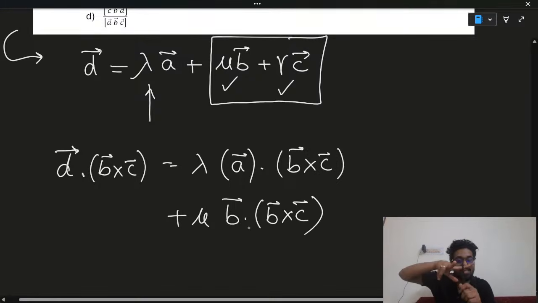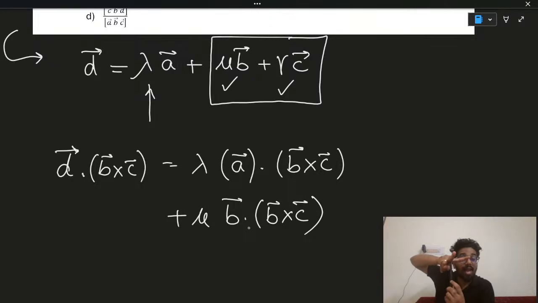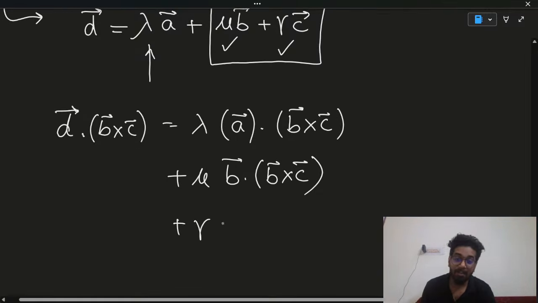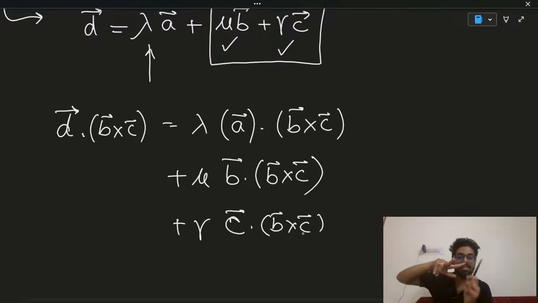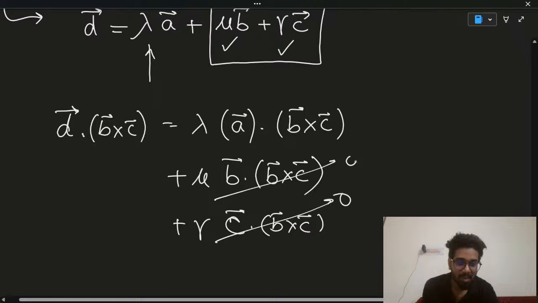Now, B cross C is this. If this is B, this is C, this is B cross C. And B cross C, this black pen, is perpendicular to B. So, the dot product of two perpendicular vectors is 0. That's all. Same way, gamma C dot B cross C. Now, you have seen this is B, this is C, and this is B cross C, the black pen. And this C vector and this B cross C are perpendicular to each other. Hence, this becomes 0.